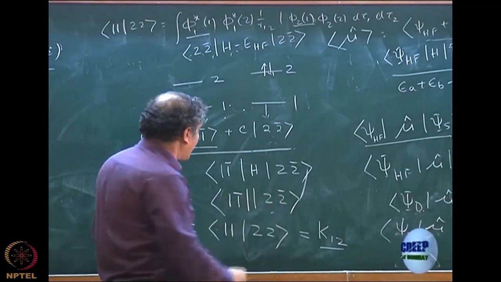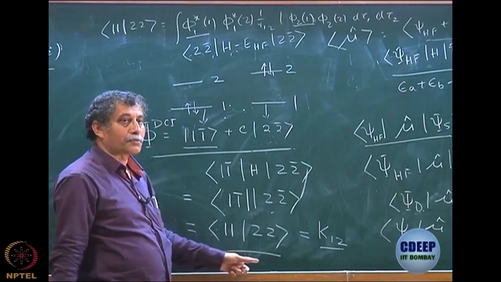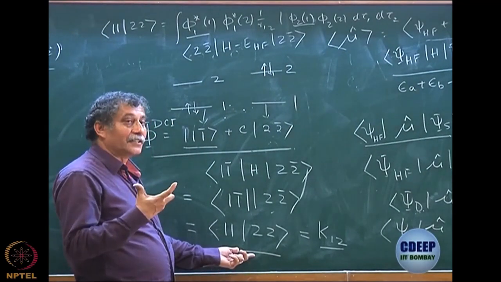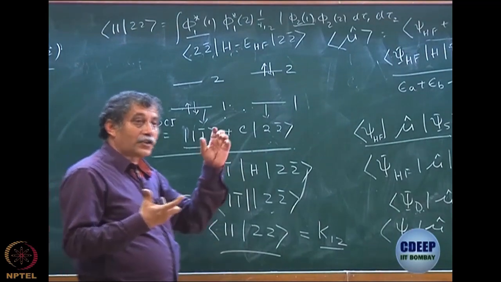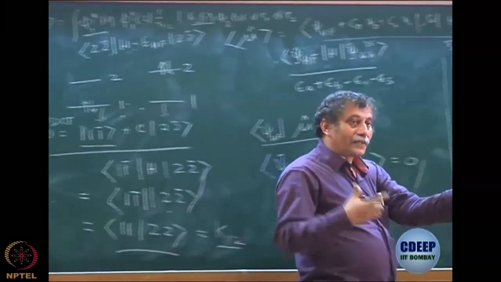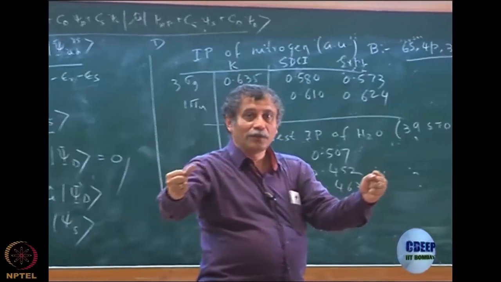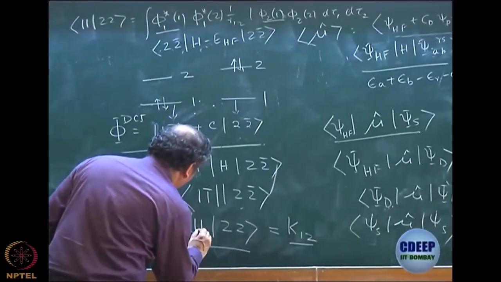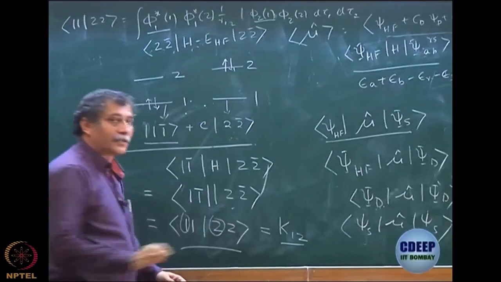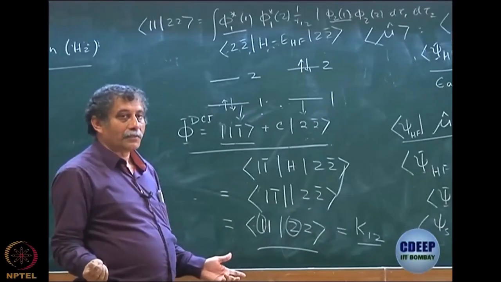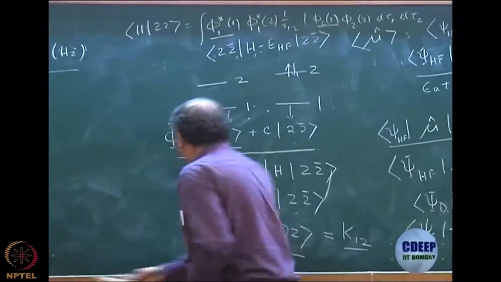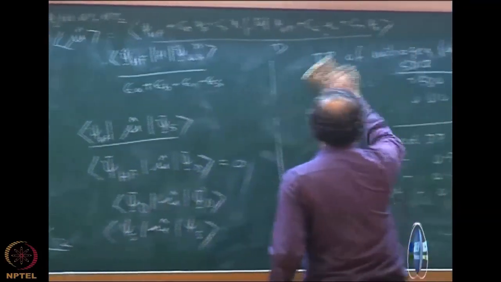After spin integration, I get an integral only in terms of spatial orbitals. This by definition is an exchange integral. The Coulomb integral means electron 1 has to sit on orbital 1, electron 2 has to sit on orbital 2. But if you look here, electron 1 is sitting not on orbital 1 on this side, but on 2 on that side. That is exactly what the exchange integral is. I just want to again tell you what an exchange integral is. In Hartree-Fock itself we have done it.